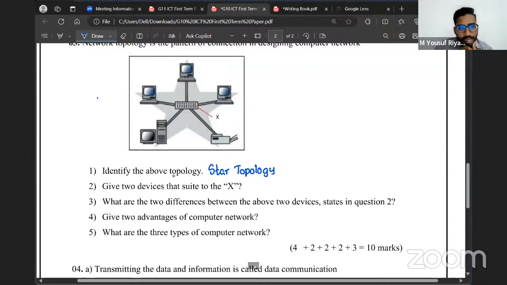And then next one, give two devices that suit the X. There are two devices X could be. What are the two devices? Exactly. It could be either a switch or a hub.